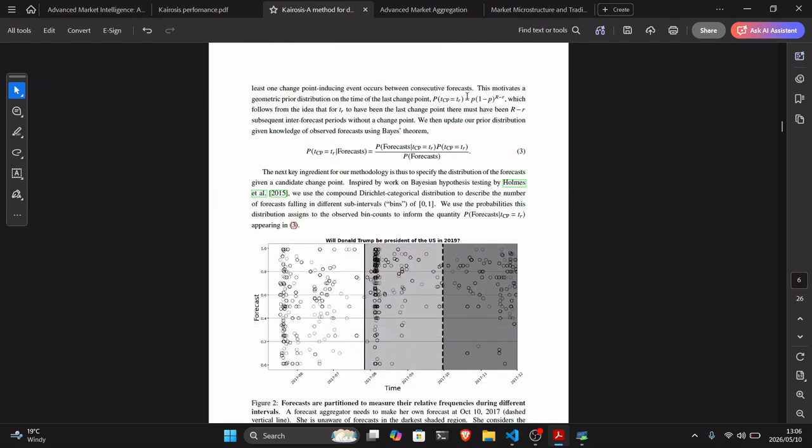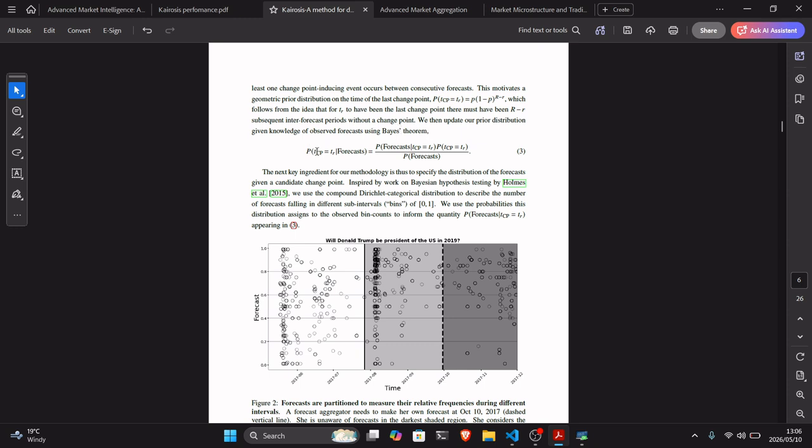It says here that this motivates a geometric prior distribution on the time of the last change point. The probability of T_cp equals T_R equals p times (1 minus p) to the R minus R, which follows from the idea that for T_R to have been the last change point, there must have been R minus R subsequent inter-forecast periods without a change point. We then update our prior distribution given knowledge of observed forecasts using Bayes' theorem.